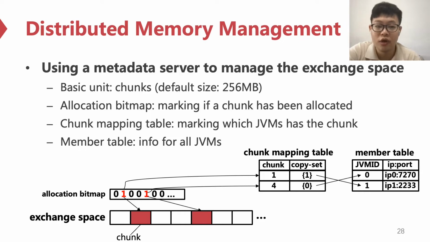ZCOT also needs to maintain a member table, which contains information for all Java virtual machines. In the member table, we can find the IP and the port of different JVMs. They can be used to maintain network communications and connections between different JVMs.